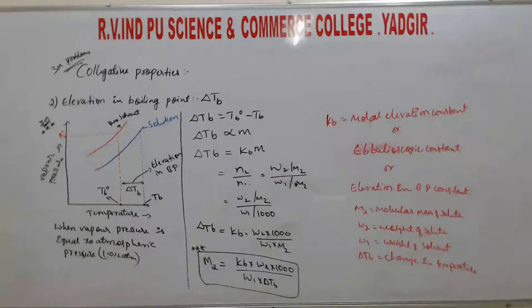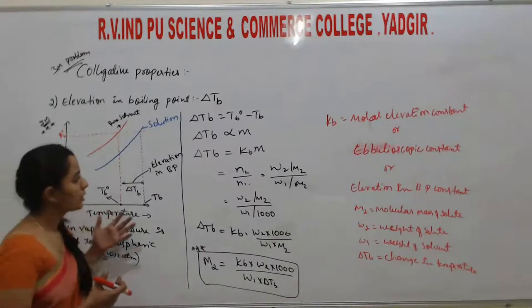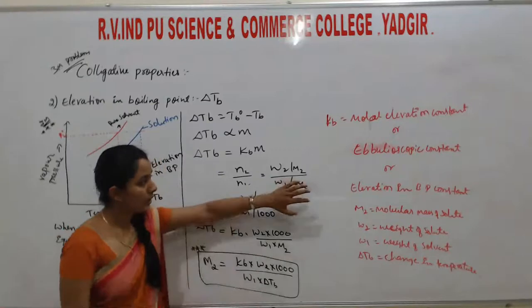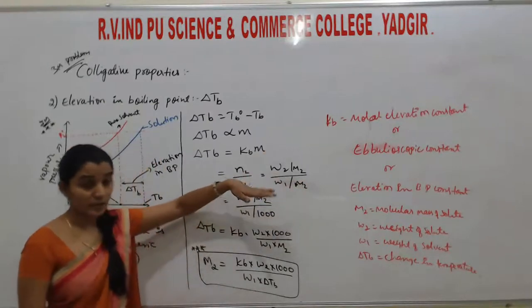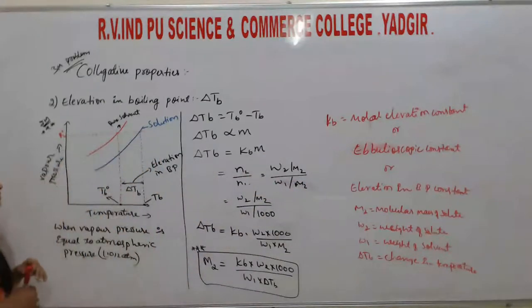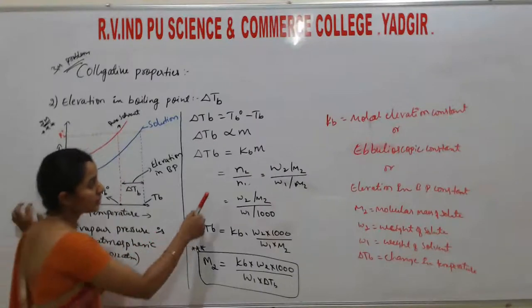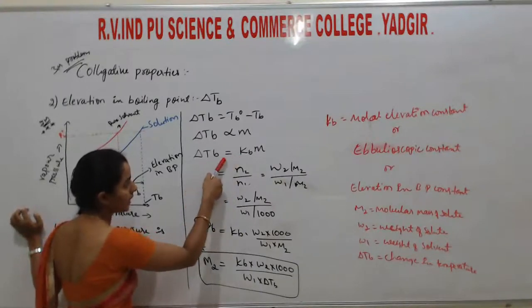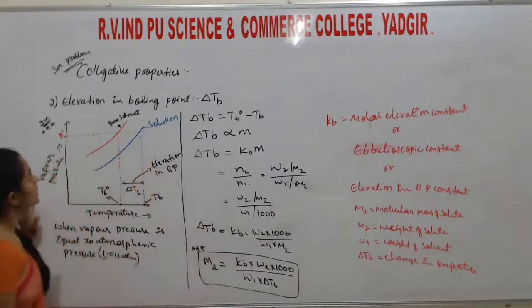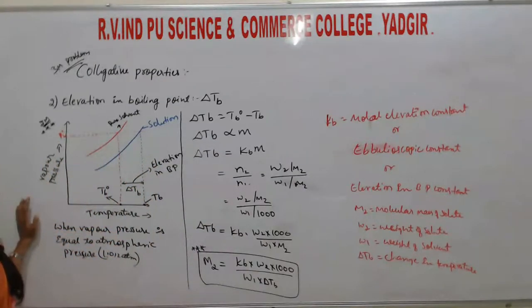So here, this KB depends on what, students? The KB values for common solvents are given in the table, that's Table 2.3. So in NCERT you see table number 2.3. In that we can easily see the change in the ebullioscopic constant. The ebullioscopic constant is directly proportional to the change in elevation in boiling point. Okay, that is very, very important.